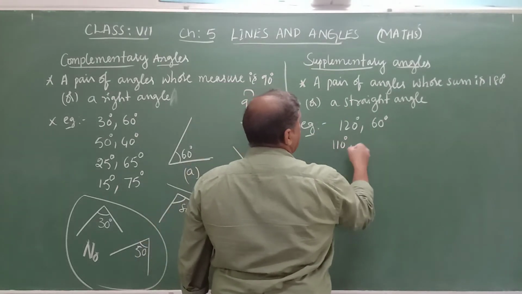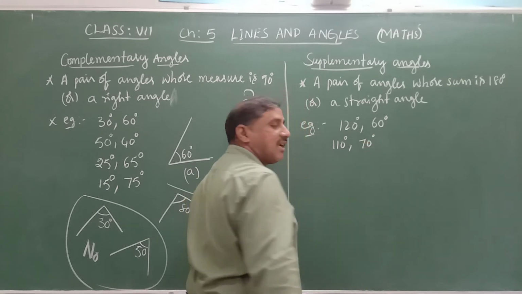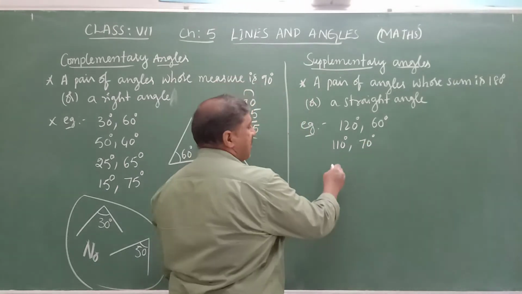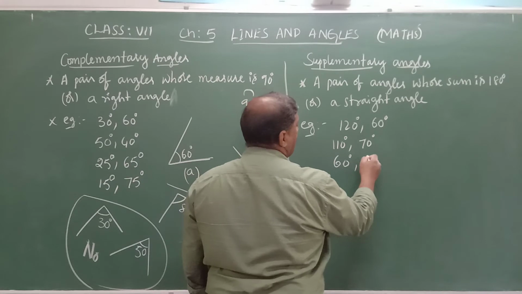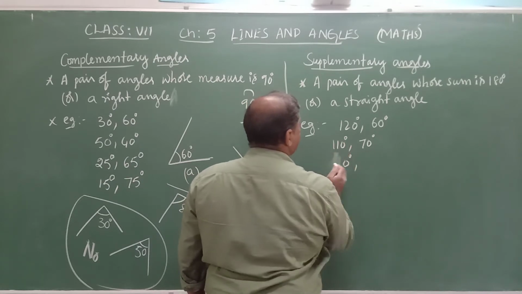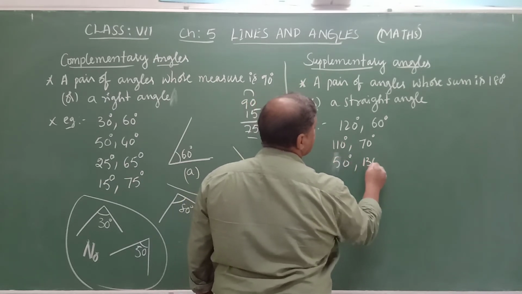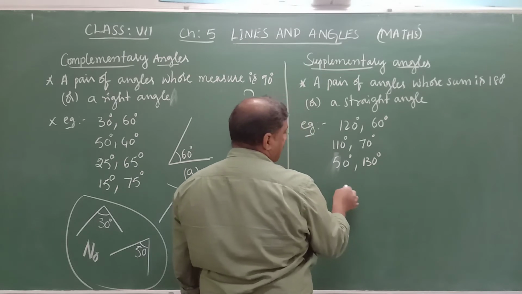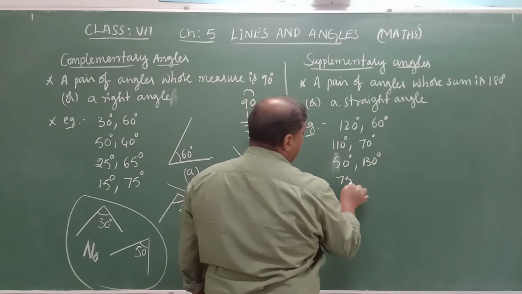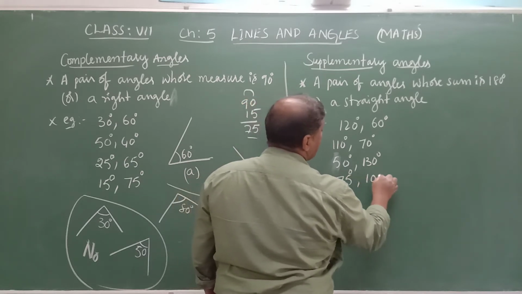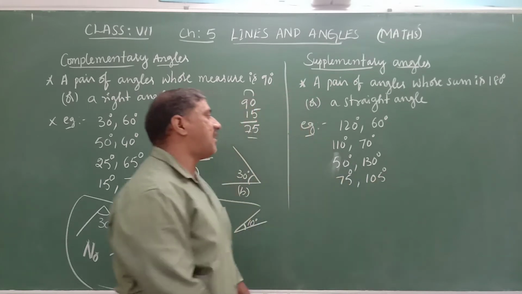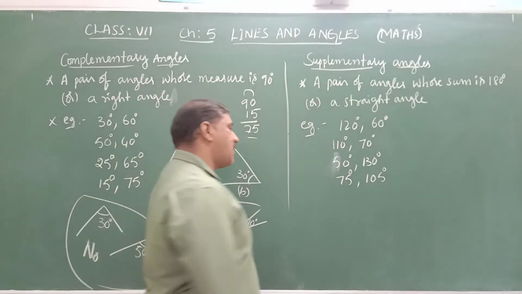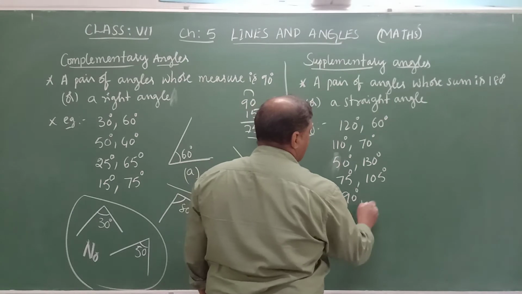110 degrees, 70 degrees. 60 degrees, or you can take 50 degrees, 130 degrees. 75 degrees, and this is 105 degrees. If you observe here, 90 degrees, 90 degrees.